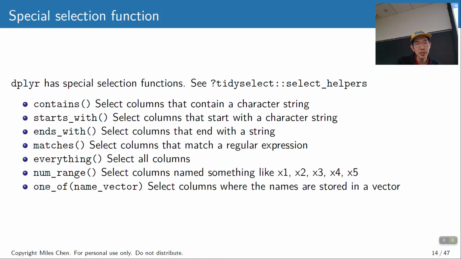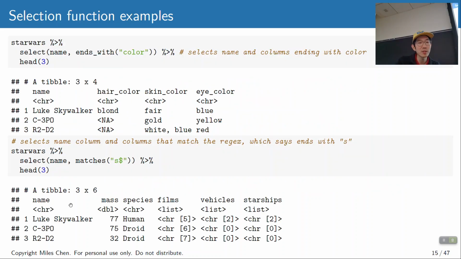And so we have contains, starts with, ends with, matches, everything, numeric range, one of. Numeric range is used for columns named something like x1, x2, x3, x4, x5. And basically any of these things, you can always look up the help associated with them for a little bit more details. Here's a couple examples.